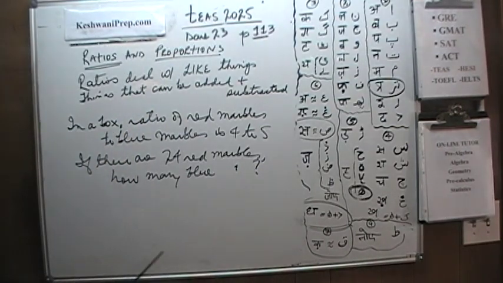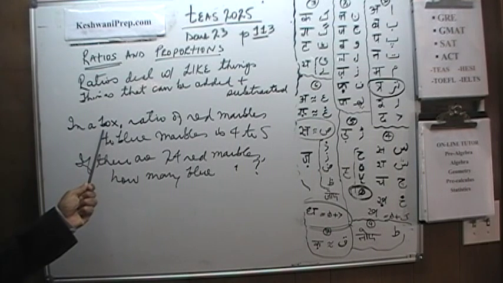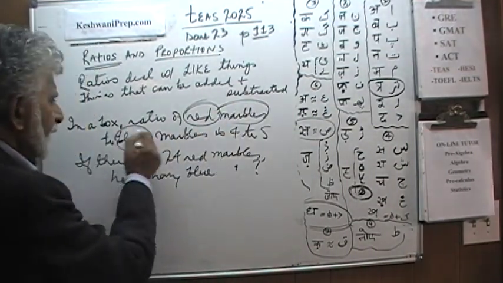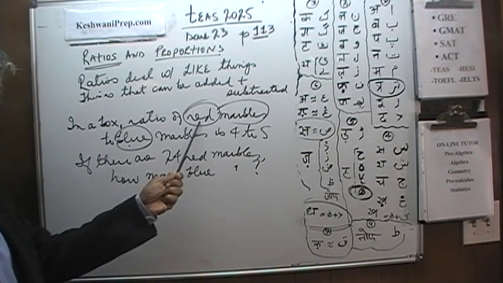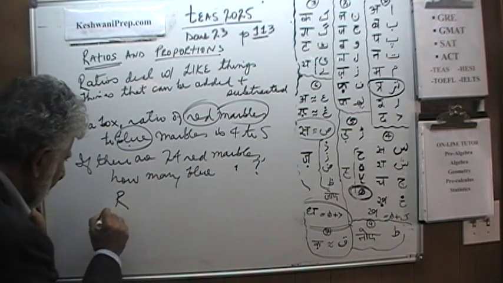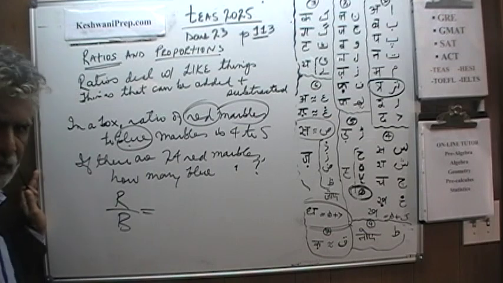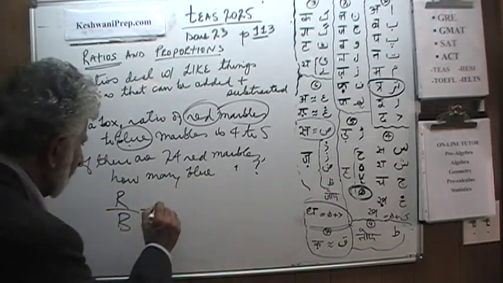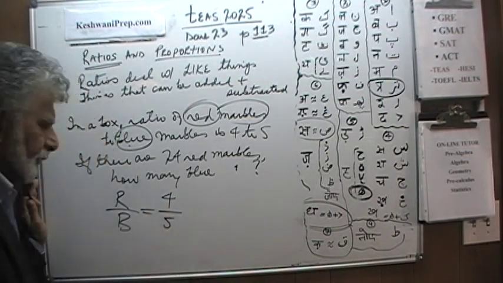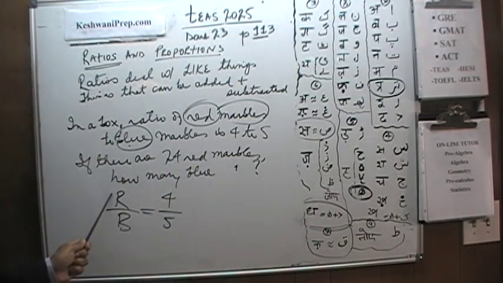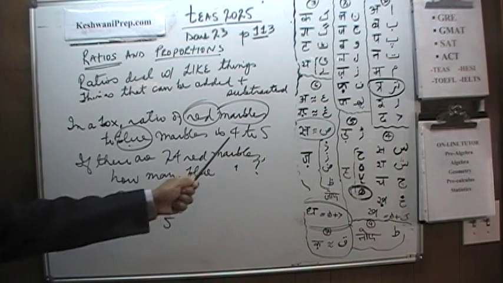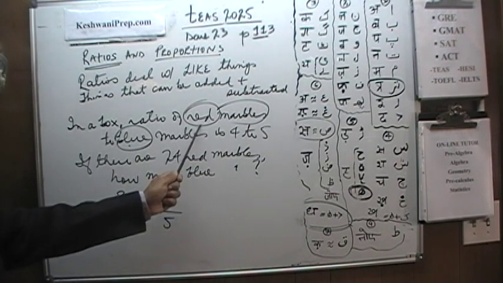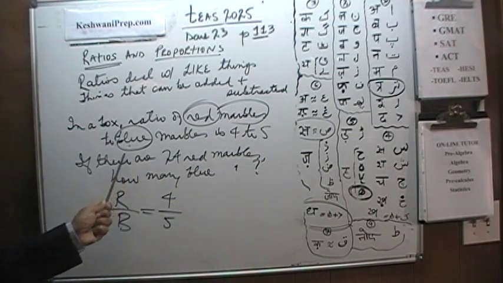Since the question says in a box the ratio of red marbles to blue marbles, and red is mentioned first, I'm going to put the red on the top and the blue on the bottom. Always keep it systematic. Ratio of red to blue is 4 to 5. If you put blue on top and red on the bottom but forget to switch the numbers, then it's a problem. So don't make it unnecessarily complicated. Write them in the order that they appear.